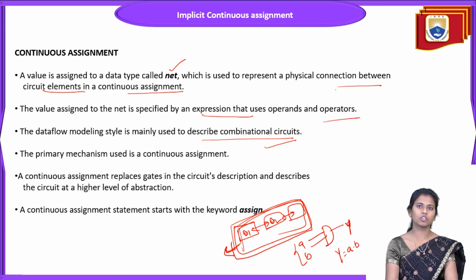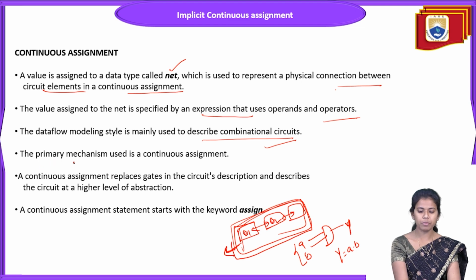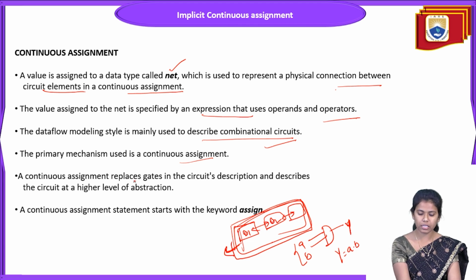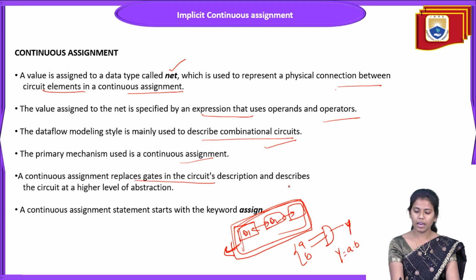Why combinational circuits? A combinational circuit is nothing but a complex of more than one or two devices connected in a particular net. The primary mechanism used is a continuous assignment statement, which replaces the gates in the circuit description and describes the circuit at a higher level of abstraction.